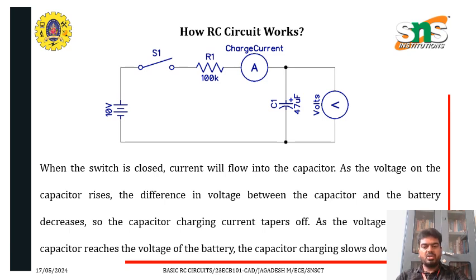Here, when the switch is closed, current will flow into the capacitor. As the voltage on the capacitor rises, the difference in voltage between the capacitor and the battery decreases. So the capacitor charging current tapers off as the voltage across the capacitor reaches the voltage of the battery, and the capacitor charging slows down.